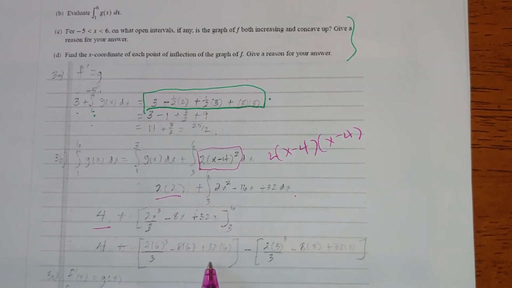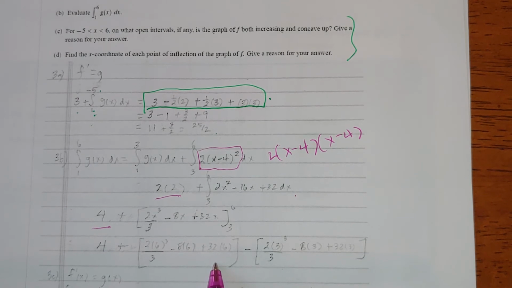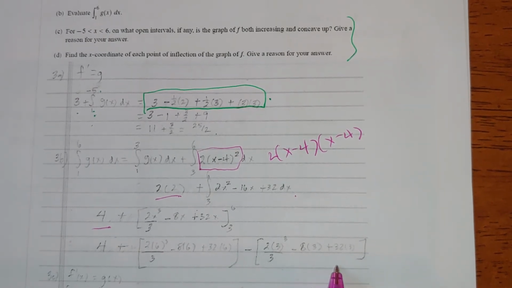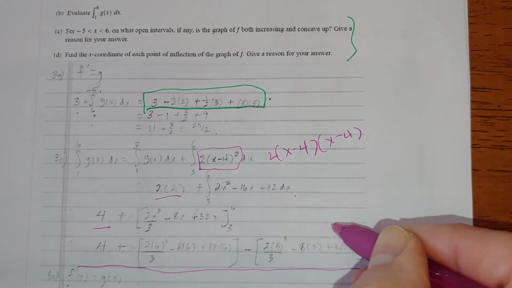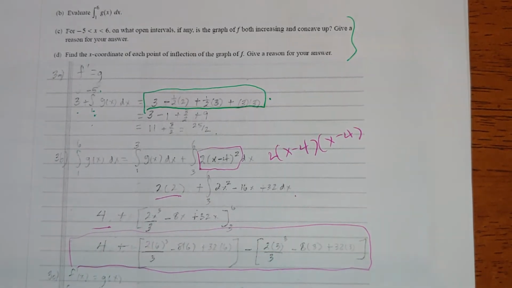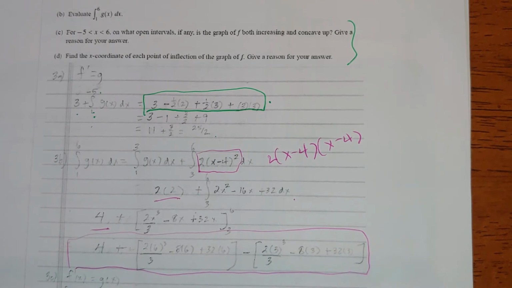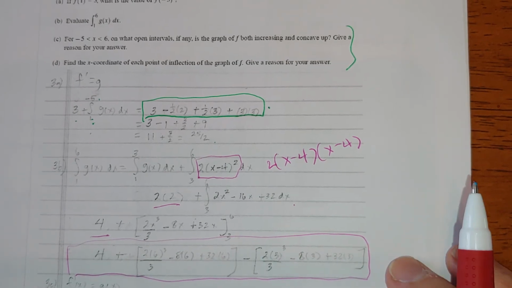I substituted the upper bound with no simplification. I substituted the lower bound with no simplification. Do not simplify without a calculator. Leave your answer exactly like that and you will get full credit because it is correct. Letter C.